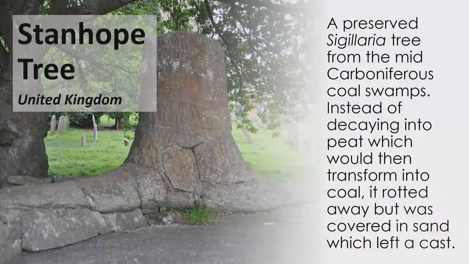This is the Stanhope tree in the United Kingdom. You have to go a little bit further than Oklahoma to see this one, but this is a preserved Sigillaria tree from the mid-Carboniferous coal swamps. Instead of decaying into peat, which would then transform it to coal, it rotted away but was covered in sand, which left this cast. So just to give you a scale of how large these things were.